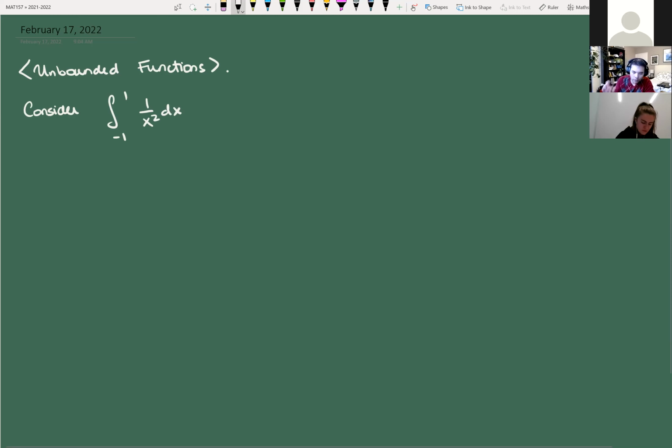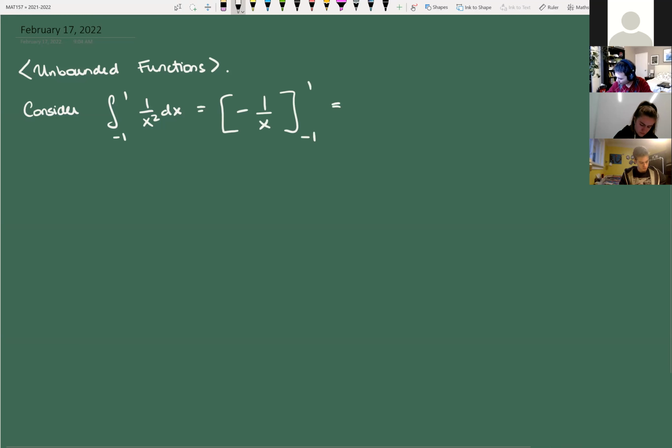We know that this function is badly behaved at 0. But if you're not paying attention, you might just say, oh, I'll apply the fundamental theorem of calculus. An antiderivative for 1 over x squared is -1 over x, evaluated from -1 to 1. And what is that? That's -1 minus 1, equals -2, right? And this, of course, is nonsense.